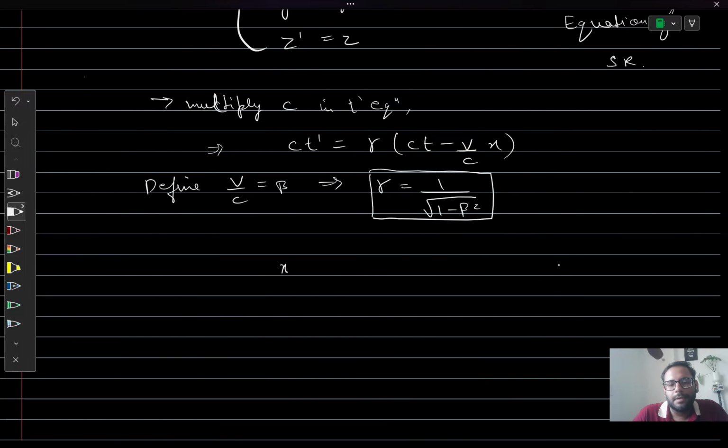And the second equation, we can rewrite as x minus v by c into ct. So you can rewrite this as beta, and this too as beta x. This is beta into ct.